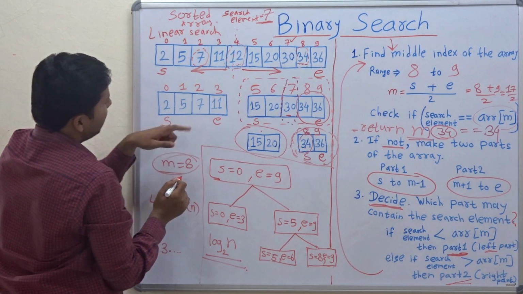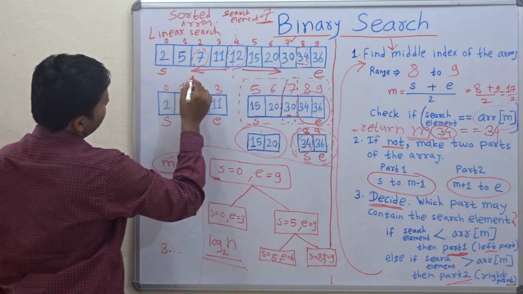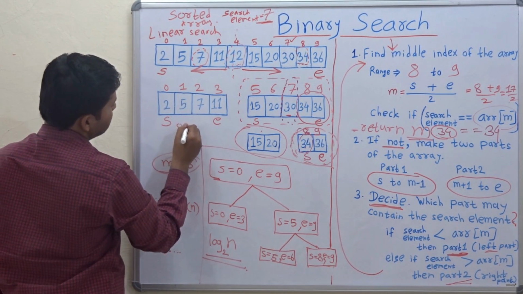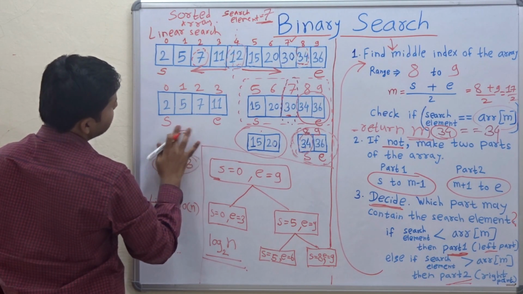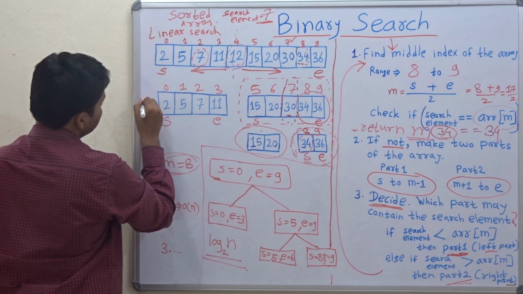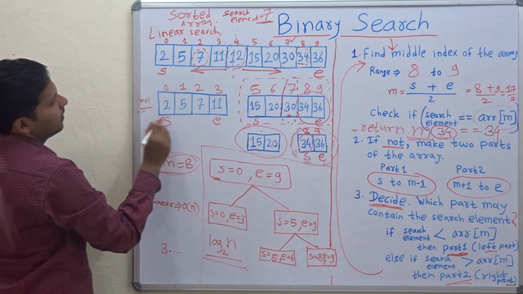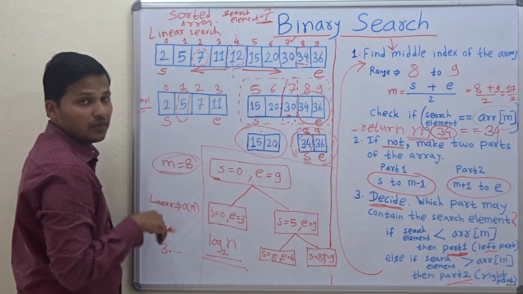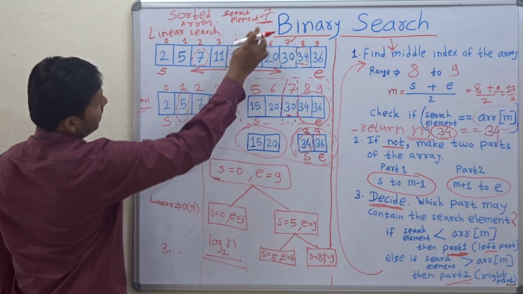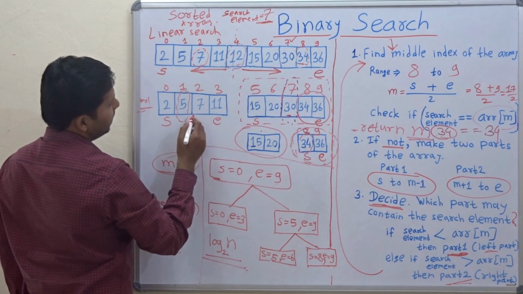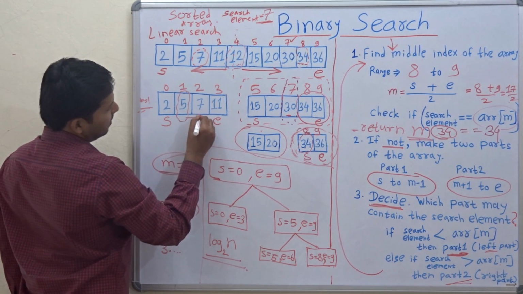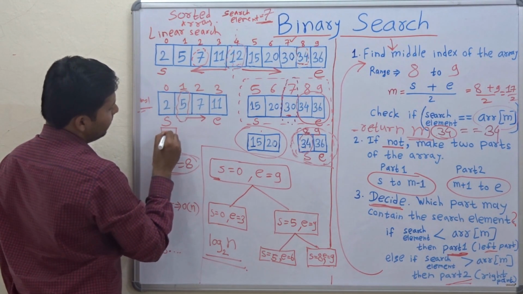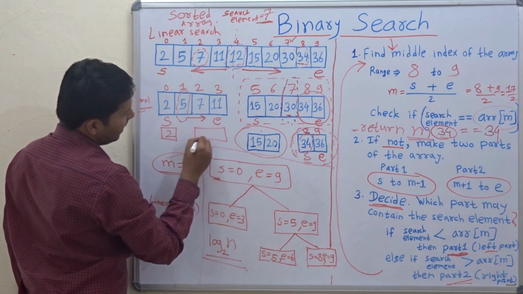Inside this part, you have to check the middle element, that is 0 plus 3 by 2. 0 plus 3 by 2 is 1. So m is 1, and this is the middle element. Check whether 7 is equal to 5. No. As 7 is greater than 5, it will lie inside the second part of this division, which will be 2, 7, 11.